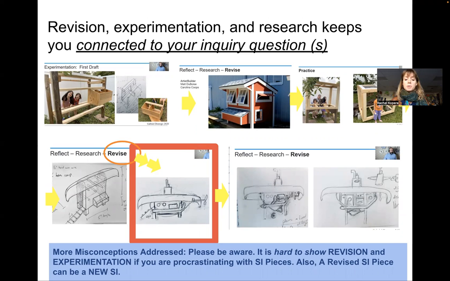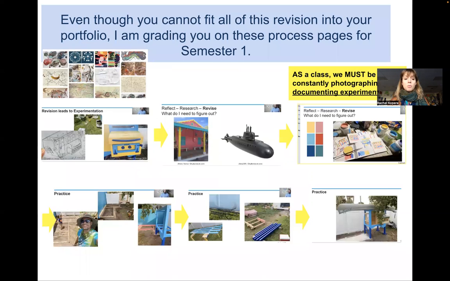A misconception that students need to be aware of is that if you procrastinate, you're not going to have time to revise and experiment. You need to do that this semester. So please make sure you're doing this every week during studio hours. I've been here for the last hour and a half. No one is here. Here's more examples of experimentation and revision.